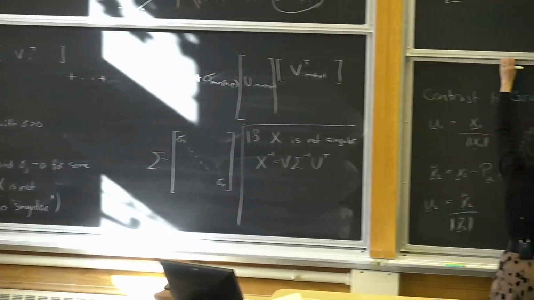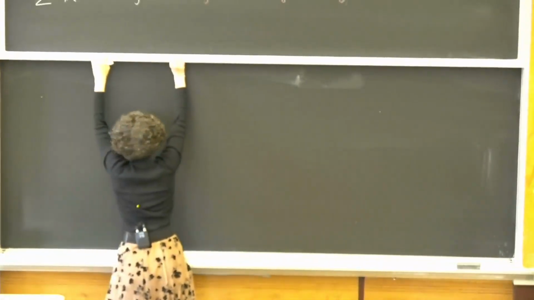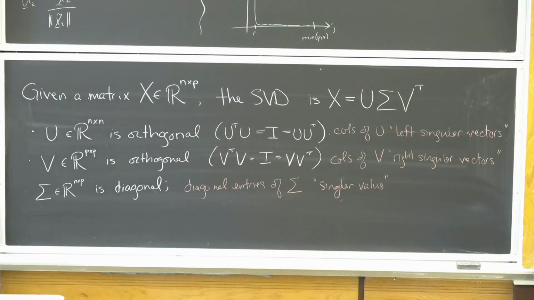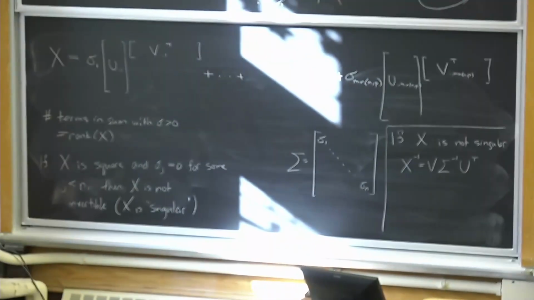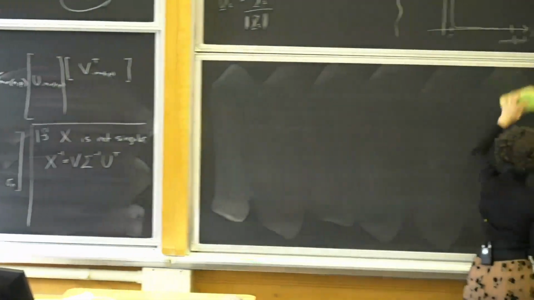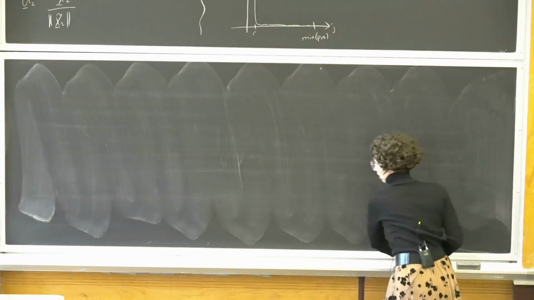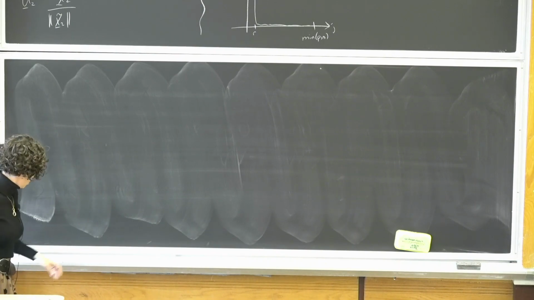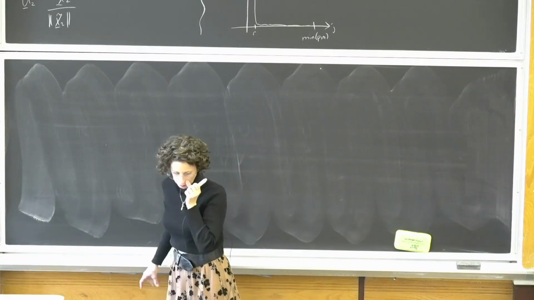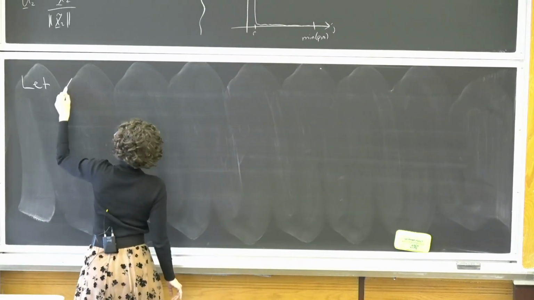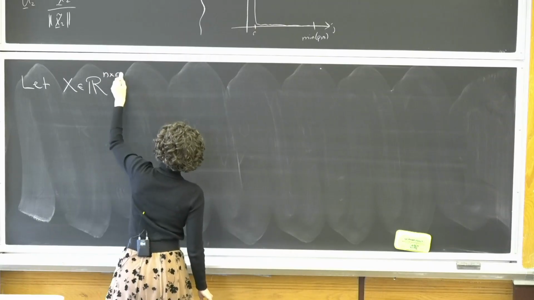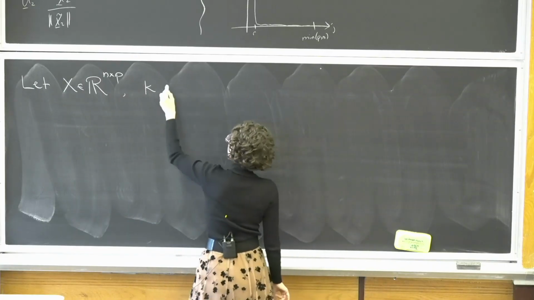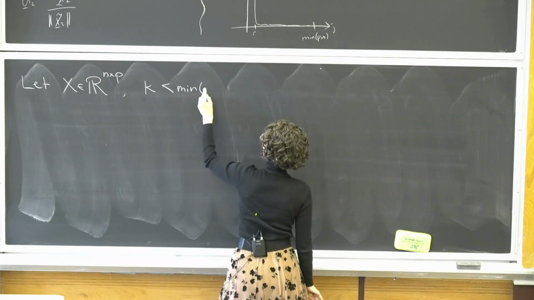Okay, so the next thing I want to talk about is something that I mentioned earlier, which is the truncated singular value decomposition. And this is something that I've been hinting at a little bit all along, so nothing should be too surprising. So we're going to start with a matrix X, as usual, that's n by p. And we're going to have some number k that's going to be less than the minimum of n and p.